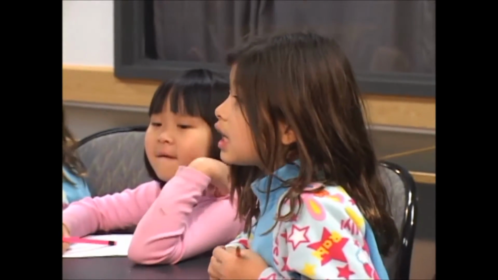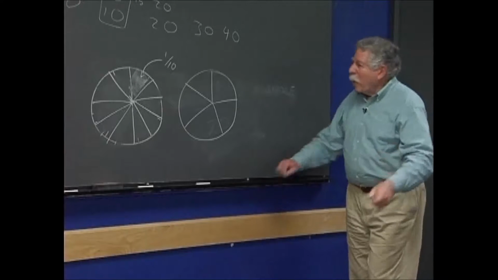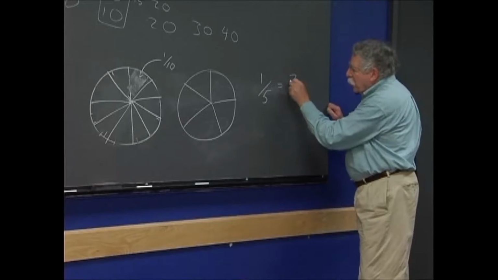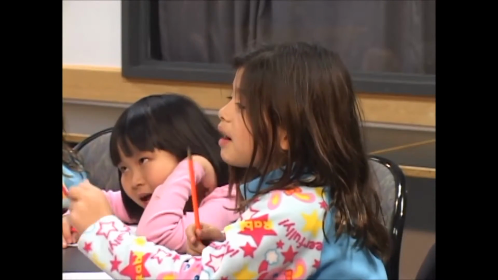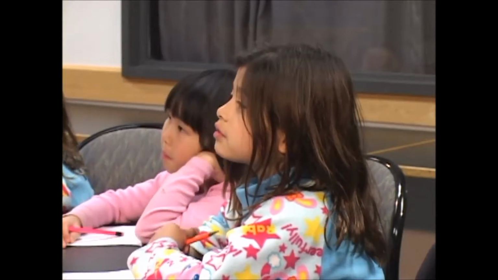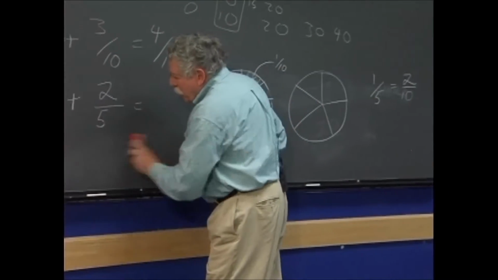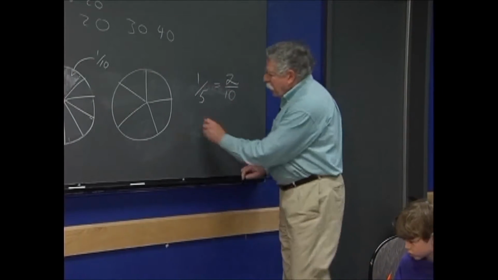It's because 1/5 is 2/10. Wow! 1/5 is 2/10. How did you get that, Tim? It's because 5 plus 5 is 10, and if you take a fraction, it would be the same way. Oh, that's terrific. So 1/5 is 2/10.